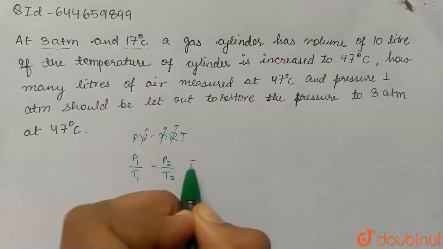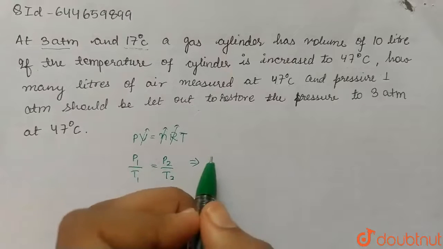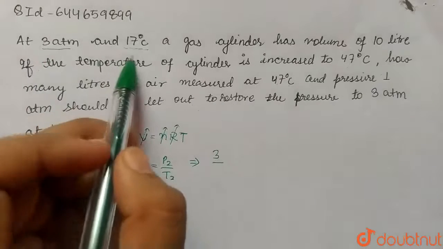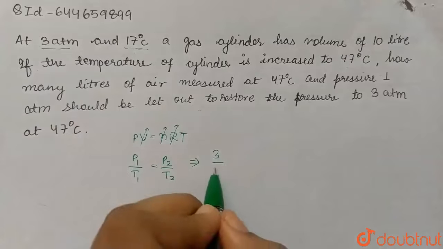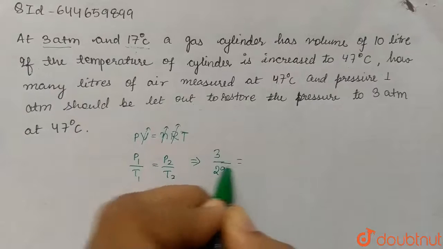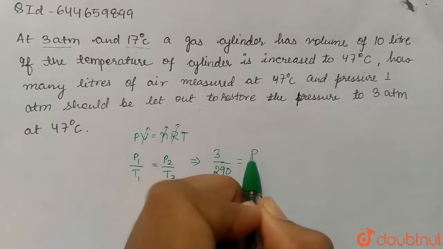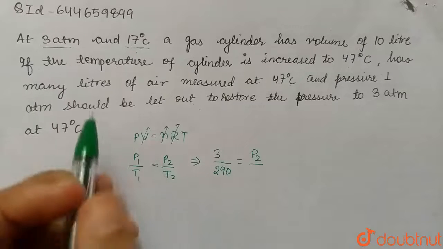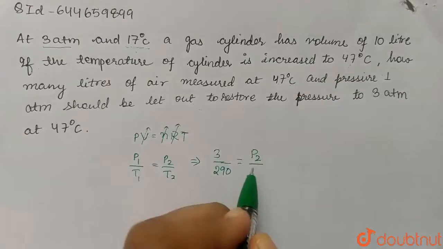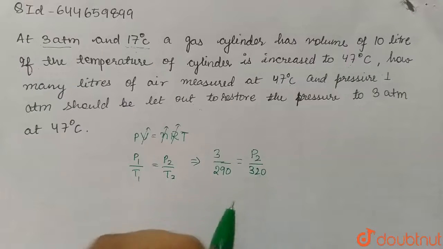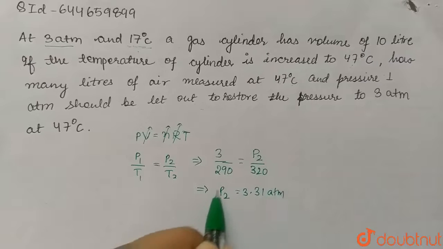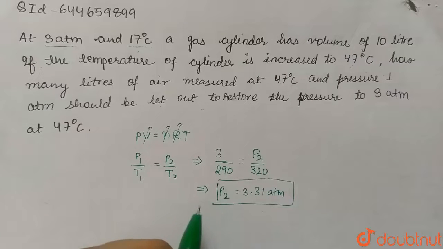So here P1 will be equal to 3 atm, since the initial pressure is 3 atm, and the initial temperature is 17 degrees Celsius, or we can say 290 Kelvin, which is equal to the final pressure, let it be P2, and the final temperature is 47 degrees Celsius, or we can say 320 Kelvin. So from here if we calculate, P2 will come out to be 3.31 atm. So this is the value of P2.